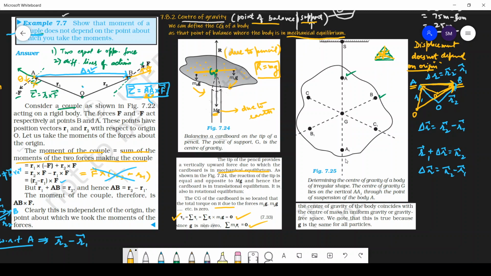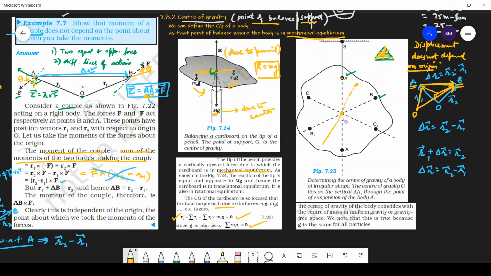Similarly the case here. The center of gravity lies on this vertical line. You can hold it like I am holding it from here. So where will this lie? This will be the vertical line, so it will pass through this. So the center of gravity lies on the vertical line through the point of suspension of the body. From the point where you are suspending the body, draw a vertical line. So we get this center of gravity.